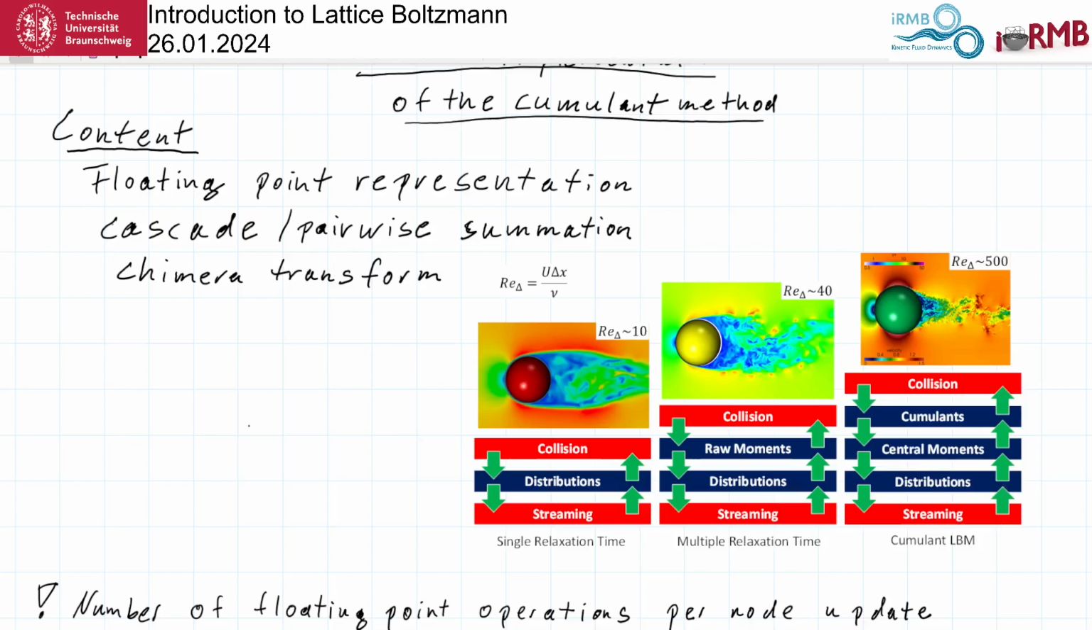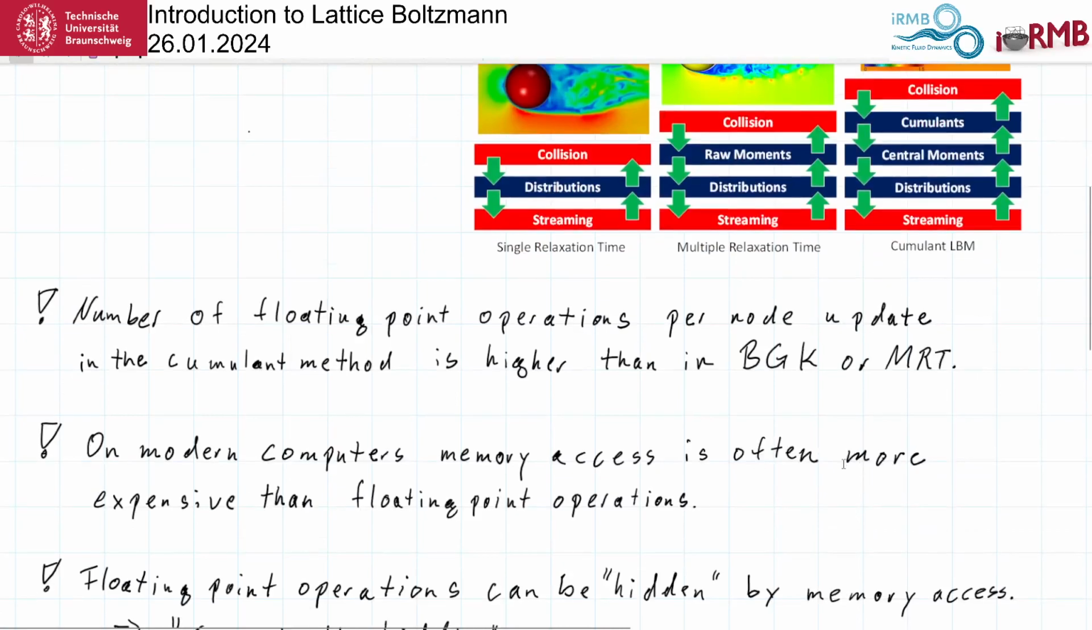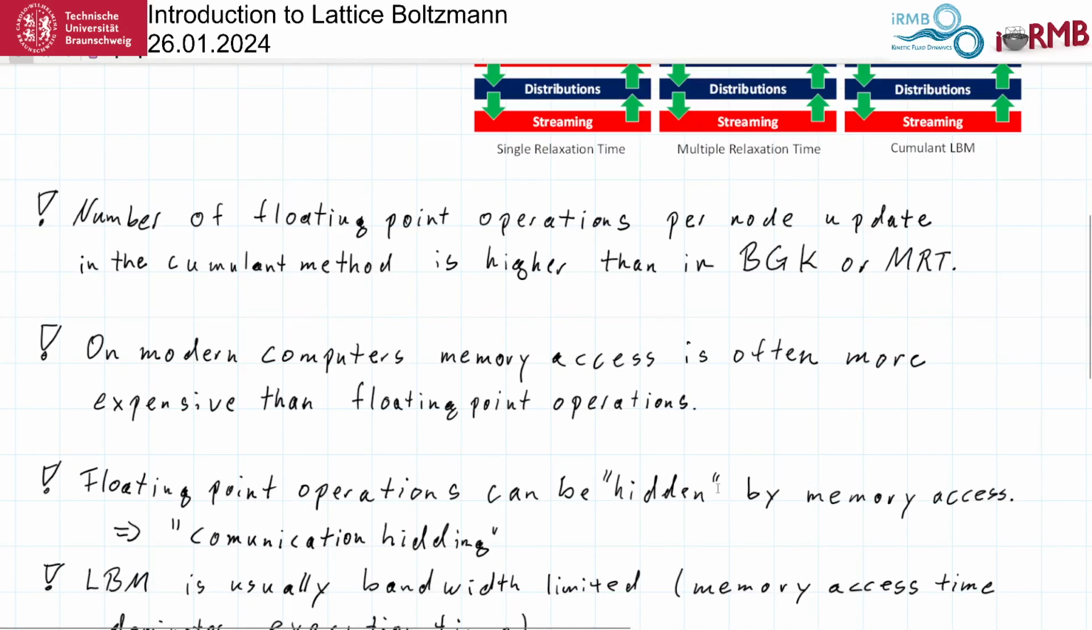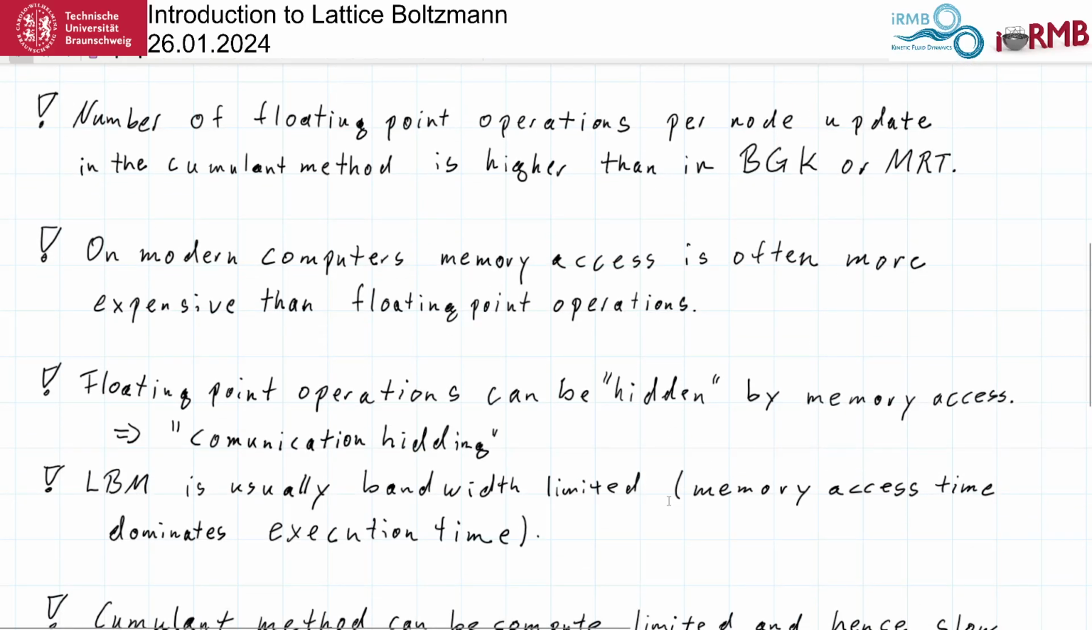Okay, this is not working. I've written down a few observations about the methods, so I will upload them later. Just let me read. The number of floating point operations per node update in the cumulant method is relatively high when we compare it to these other methods. This is what I just said.